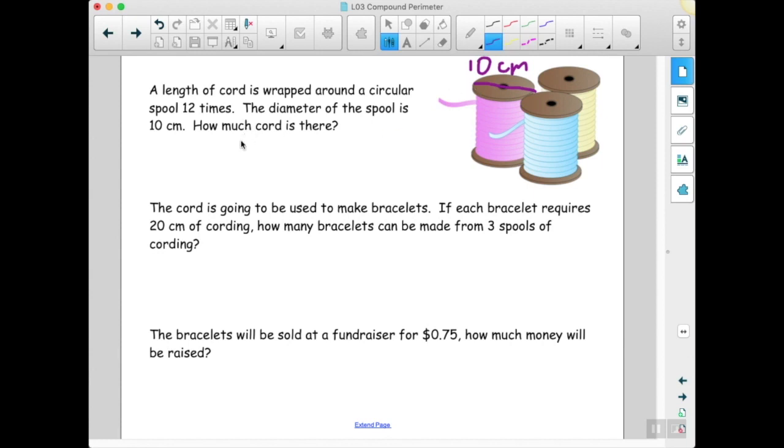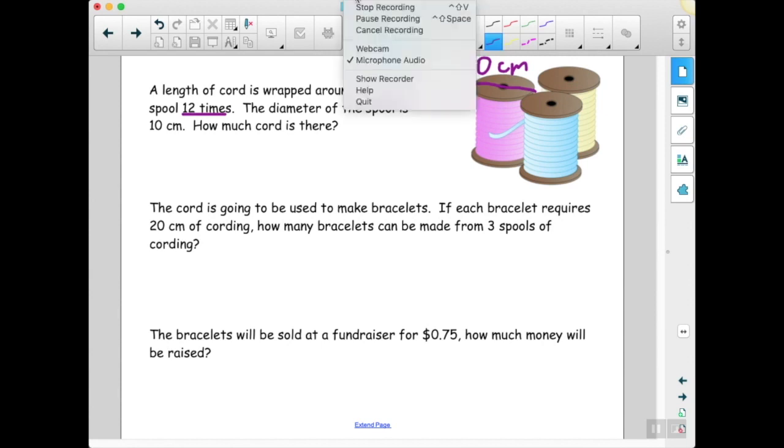So the first thing you're going to do is figure out how much cord there is. And remember, we're wrapping around a circular surface, so you have to be using the formula for circumference of a circle. All right, I'm going to pause, you can do some work, and then I will do some work. And in addition to finding the perimeter or circumference, you're also going to have to think about how much cord there is, because it's going around 12 times.